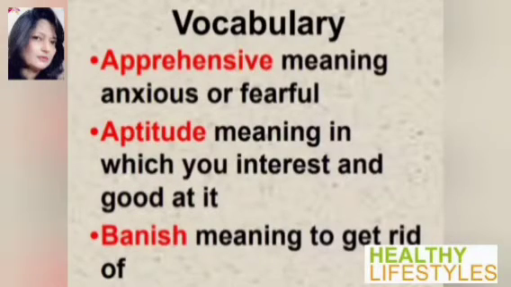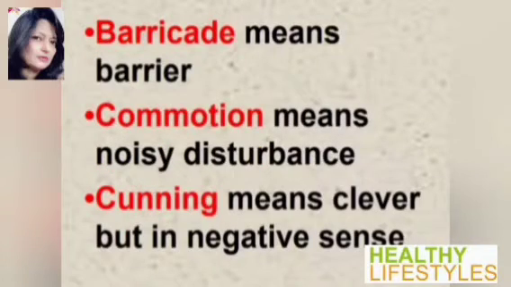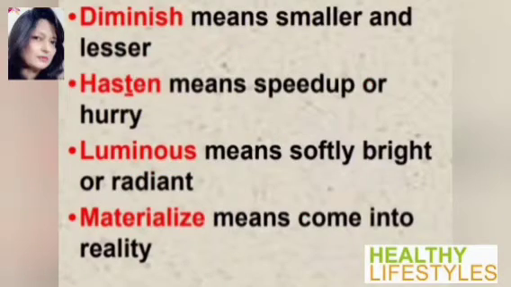For example, starting with A: apprehensive, which means anxious or fearful. Aptitude, meaning something in which you have interest and are good at. Banish, meaning to get rid of. Barricade means barrier. Commotion means noisy disturbance. Cunning means clever but in a negative sense. Diminish means smaller and lesser.